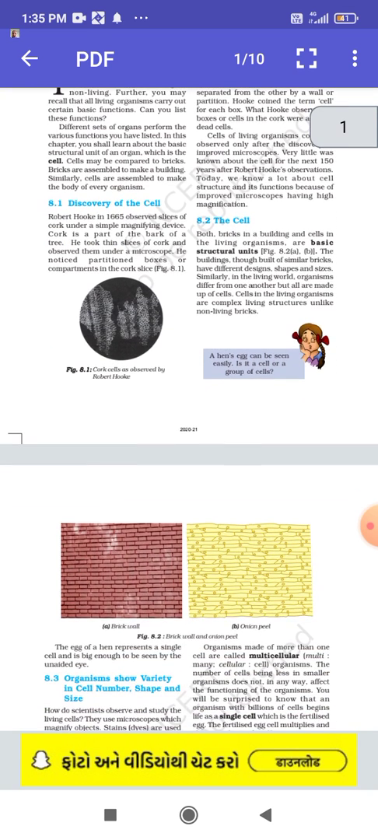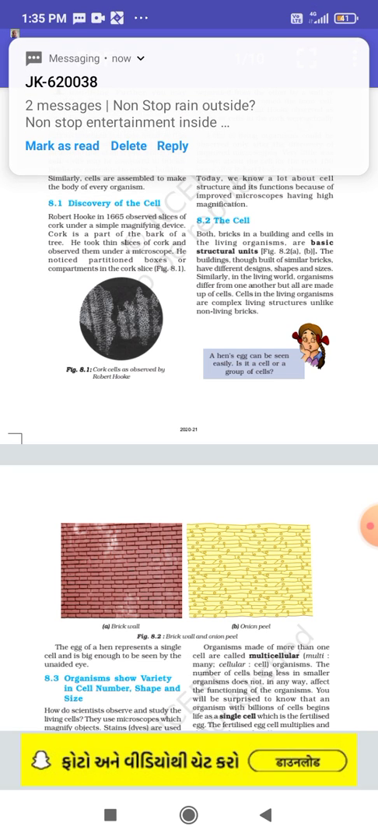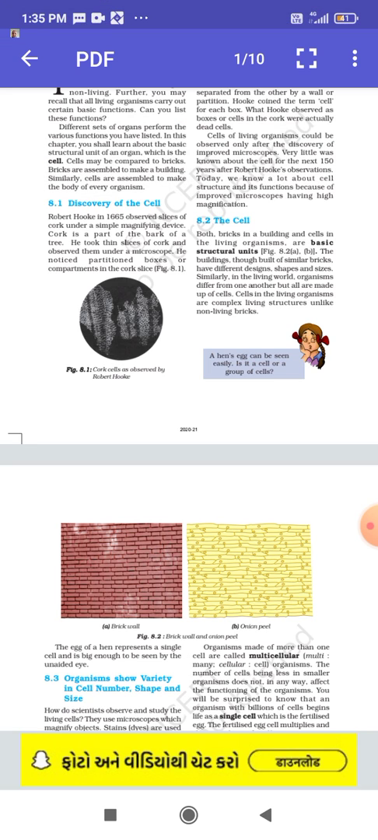The bricks in the buildings and the cells in the living organisms are basic structural units. The buildings are built of similar bricks having different designs, shapes and sizes. Similarly, in the living world, organisms differ from one another, but all are made up of cells. Cells in the living organism are complex living structures, unlike non-living bricks.